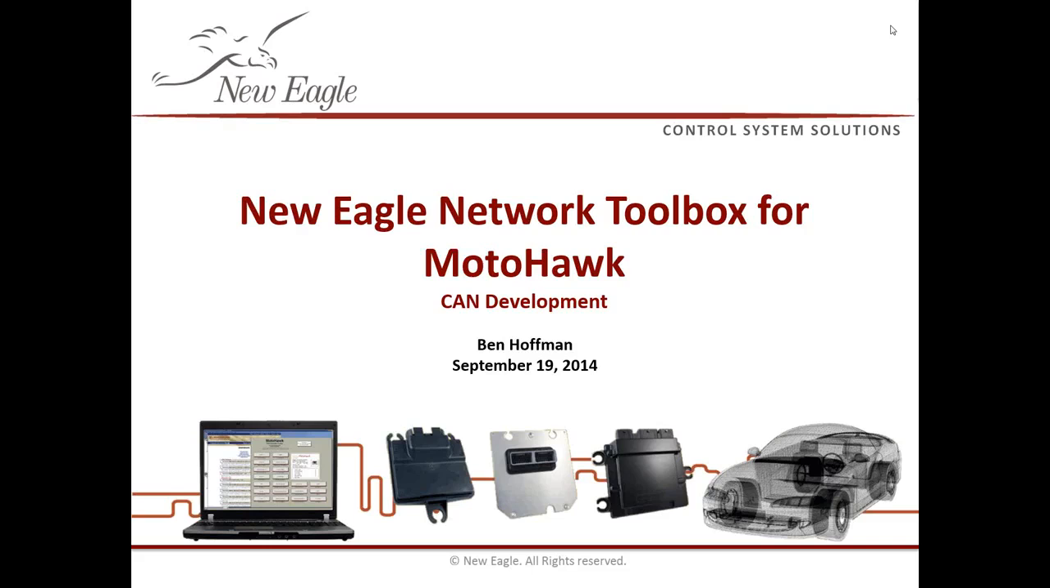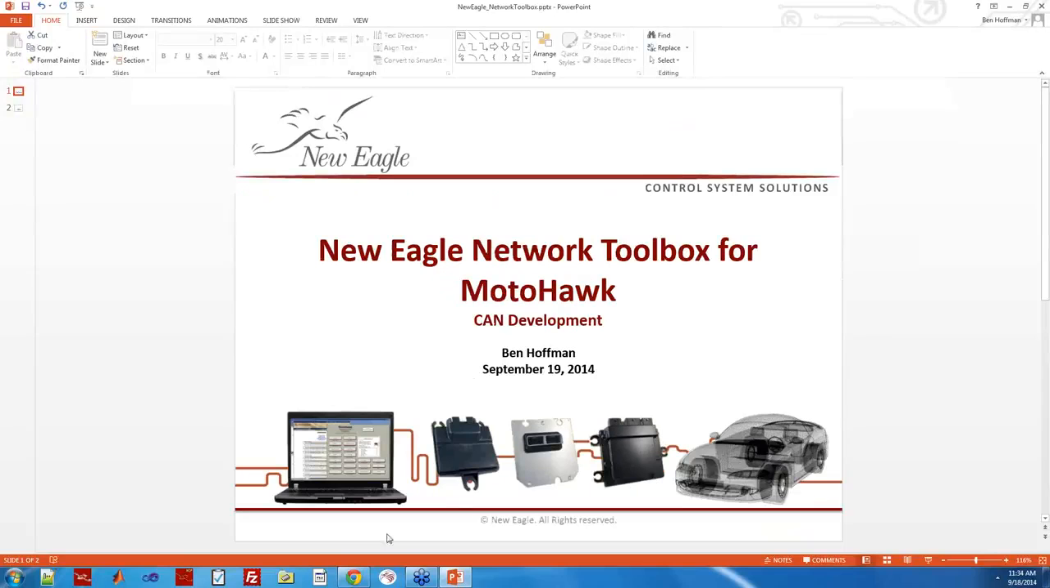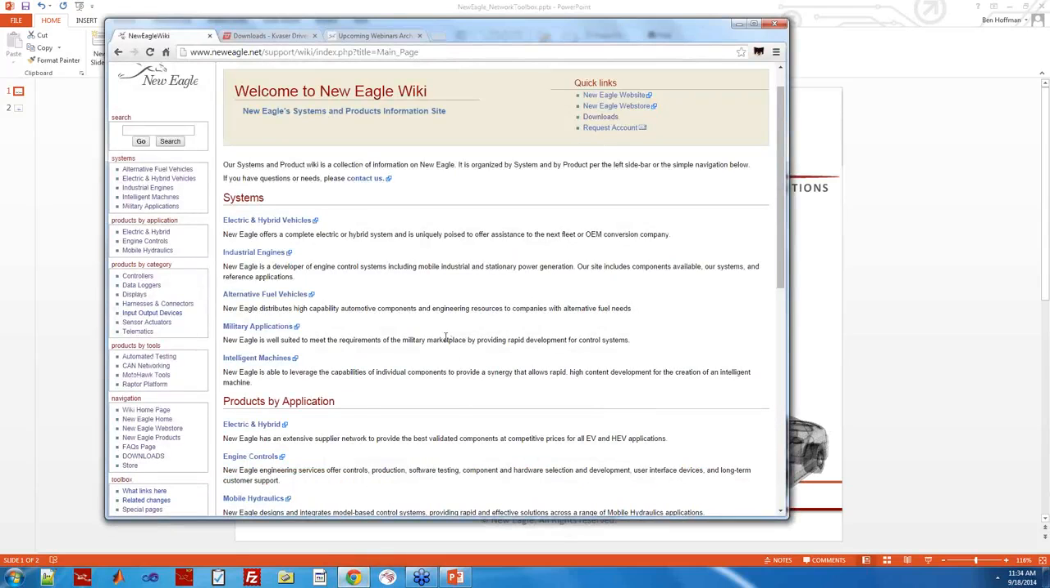So what I'm going to do is first talk about the MotoHawk tool and how CAN was done before, and then I'm going to talk about DBC files, and we'll create one, and also show one that is pre-existing, and then we'll work through integrating the Network Toolbox product that we have into a model and doing a build and looking at some CAN traffic on a network.